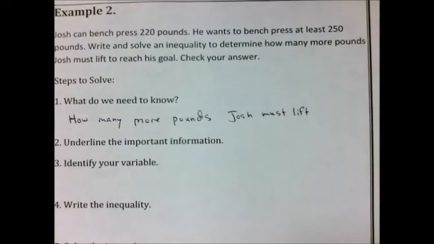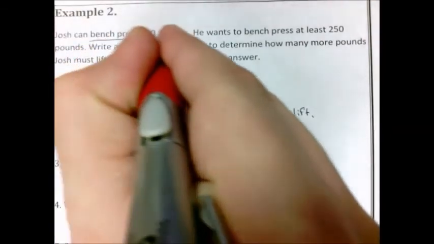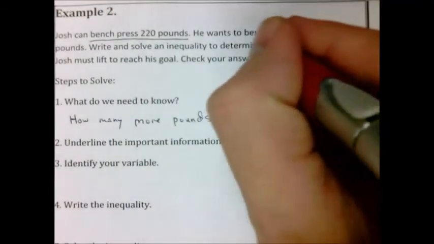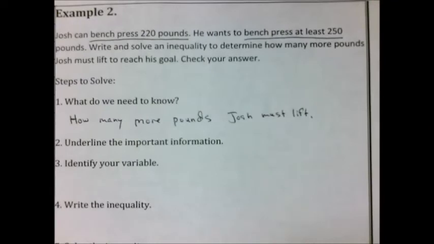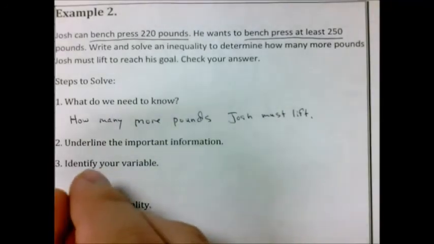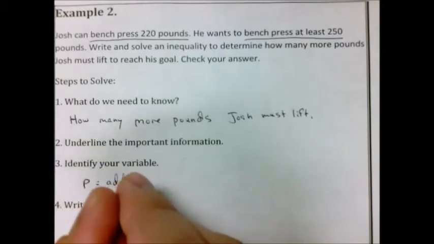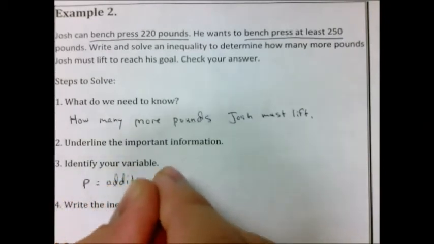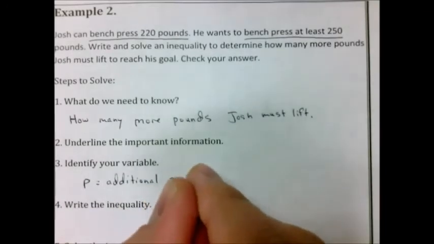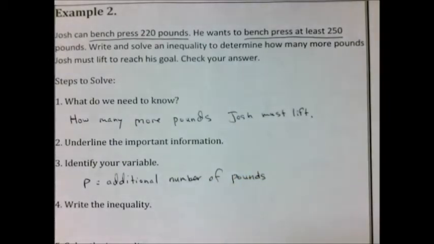Okay, and if we go back, let's underline some of the important parts. We know that right now he can bench press 220 pounds, and he wants to bench press at least 250 pounds. Okay, so we've underlined those important pieces of information. The variable we need to use is this missing information, how many more pounds Josh must lift. So we're going to say P is equal to the additional number of pounds that he needs to be able to lift to meet his goal.